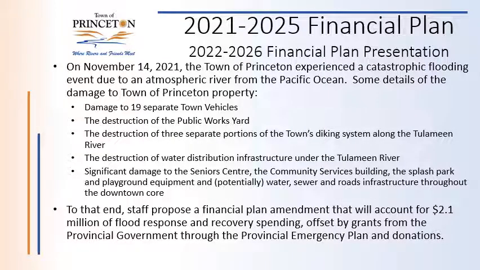So we're going to take one step back and discuss the 2021 financial plan. As everyone in our municipality knows, on November 14th, we had a catastrophic flooding event due to the atmospheric river that came from the ocean. The Tulameen River breached its banks in 3 separate places, once at the Public Works Yard, once in front of the Riverside Cabins, and then again closer to the Fenchurch Lift Station.